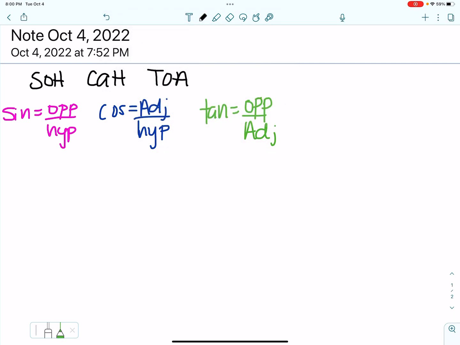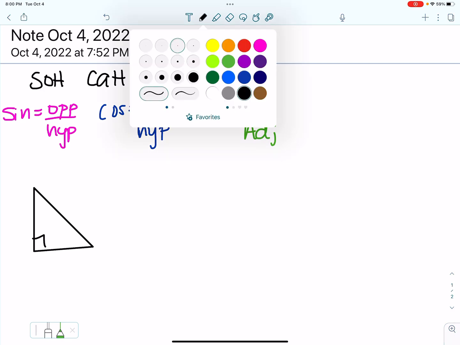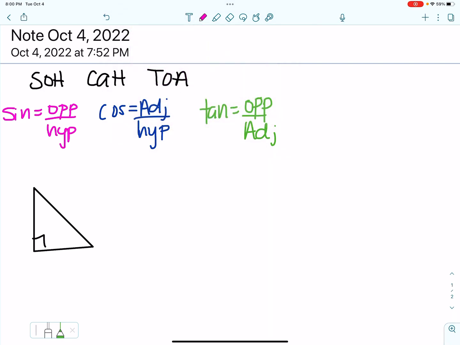Okay, if we have a triangle, a lot of people have a hard time figuring out what's opposite, hypotenuse, and adjacent. So if this is our right triangle, your hypotenuse is always the longest side. This is always the hypotenuse. It is also always going to be across from the 90-degree angle. Opposite and adjacent will depend on which angle you're looking at.